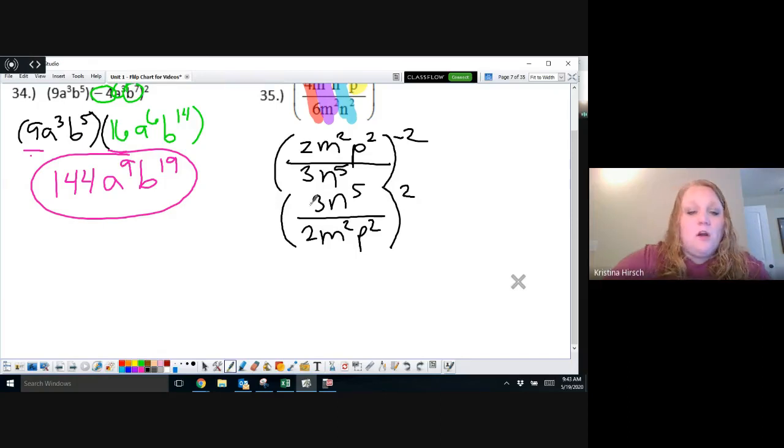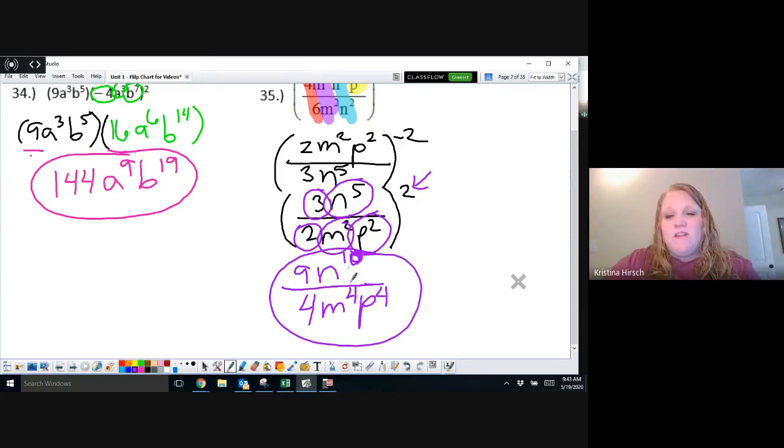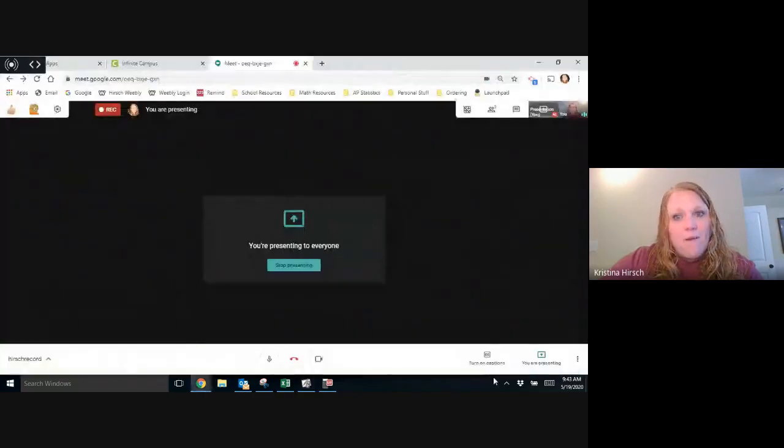So now every term is going to get raised to that exponent. I have 3 squared, which is 9. A power to a power gets multiplied, so n to the 10 over 2 squared is 4. A power to a power gets multiplied, so m to the 4, p to the 4. And that's my final answer. Always double check nothing else simplifies, but nothing does. So we are good. That is the properties of exponents. And now you can complete your practice work.